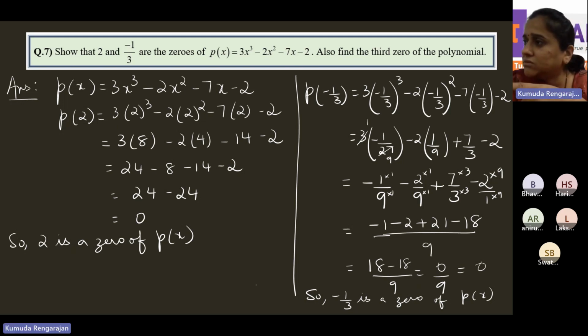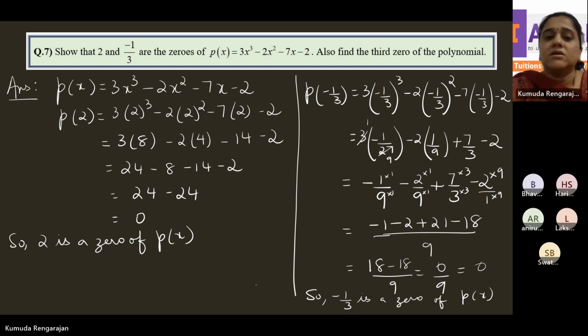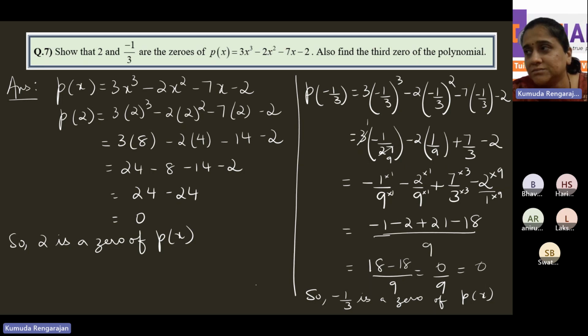You've learned polynomials in school? This one is a cubic polynomial, so it can have a maximum of 3 zeros. 2 zeros are known to us, 2 and minus 1 by 3. You should find the third zero. Now, if 2 is a zero, what is the factor? X minus 2. If minus 1 by 3 is a zero, then what's the factor? X plus 1 by 3. Now, you should find the third zero of the polynomial.